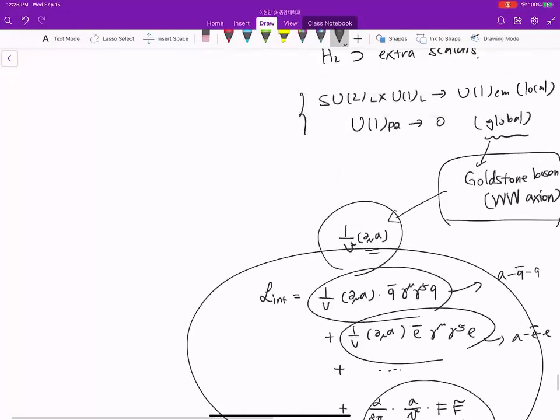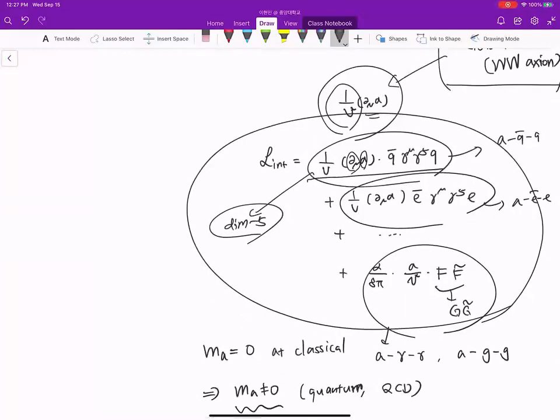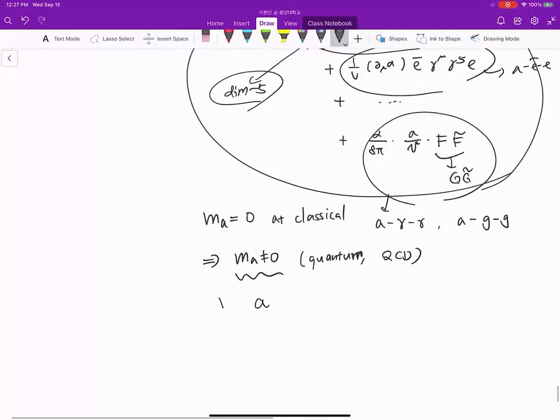The interaction scale is 1 over V. So as I said, you see that this is a dimension 5 operator, right? This A is the scalar field, Q Q-bar is maybe dimension 3, and with a derivative, so a dimension 5 operator. So 1 over V means this is an effective interaction below the symmetry breaking scale. But this V is very small. Because of that, the Weinberg-Wilczek axion is visible.